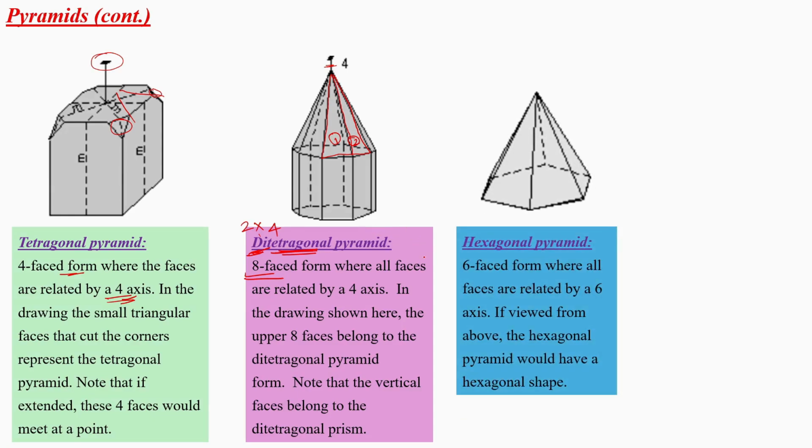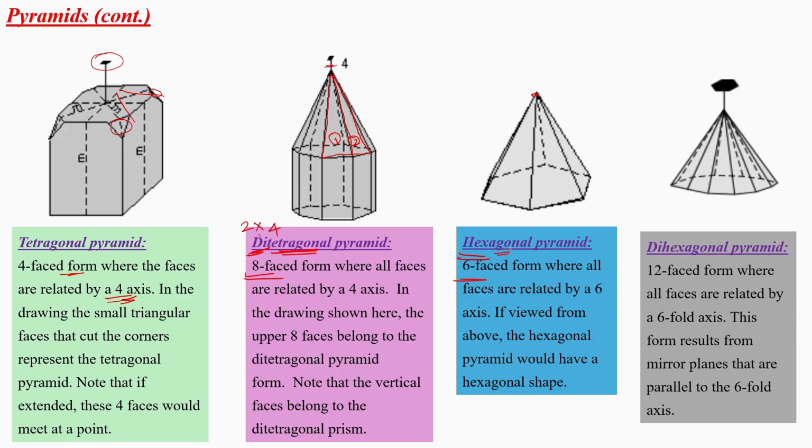And again there is another form called hexagonal pyramid. It has six similar faces, all connecting at one particular point. You can see 6 similar faces connected with a sixfold symmetry, so it is called hexagonal pyramid. And in a similar way you can see the dihexagonal pyramid. So 2 into 6, total 12 similar faces, but they will be connected in a point and it has a sixfold symmetry.